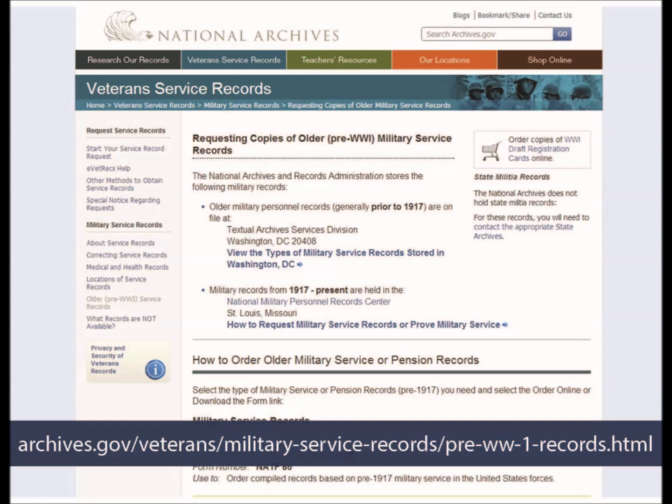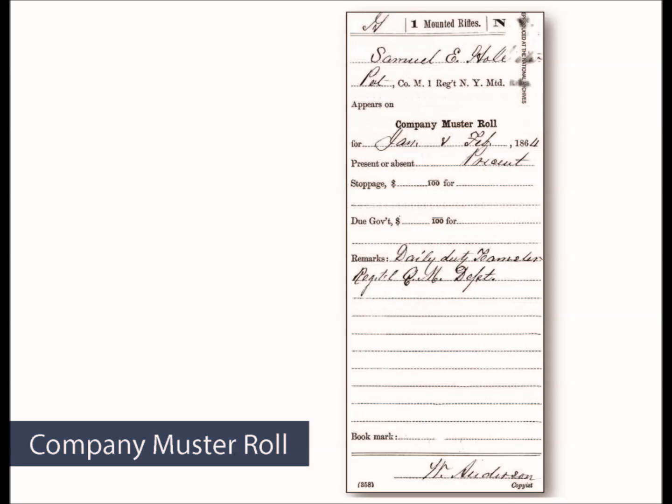Again, you can request these records by that form, or you can simply go on to the link below and make a request online for the service records. This is an online auto-filled form, paid with a credit card. This is an example of a company muster roll abstraction card, or part of what you would find in a compiled military service record. This compiled military service record will have individual sheets that were culled from the muster rolls.